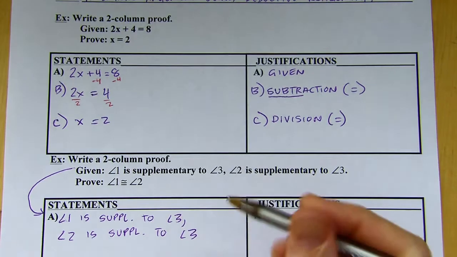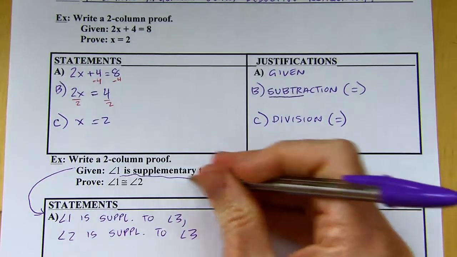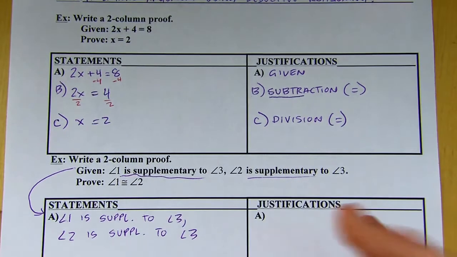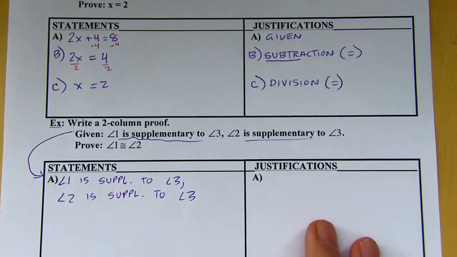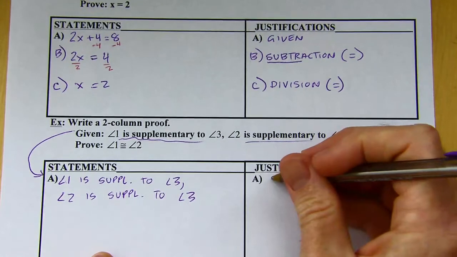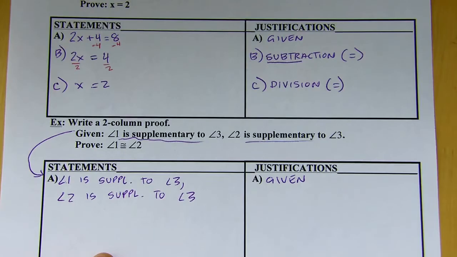Sometimes your book will take, if there's 2 different given pieces of information like there is here, they'll split those up into steps A and B. But I don't care if you do that or not, it doesn't matter. You just have 2 given steps if you did it that way, but I just have 1 given step. That's my given info, okay?